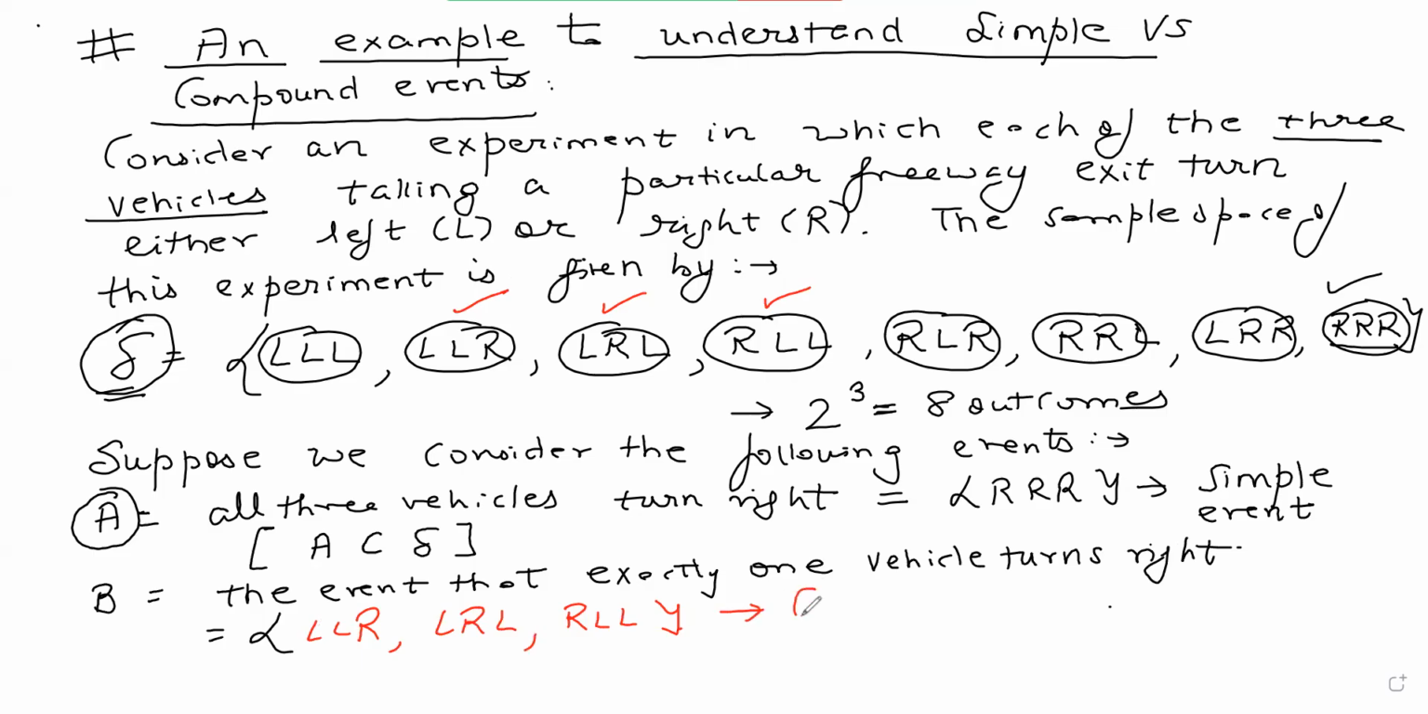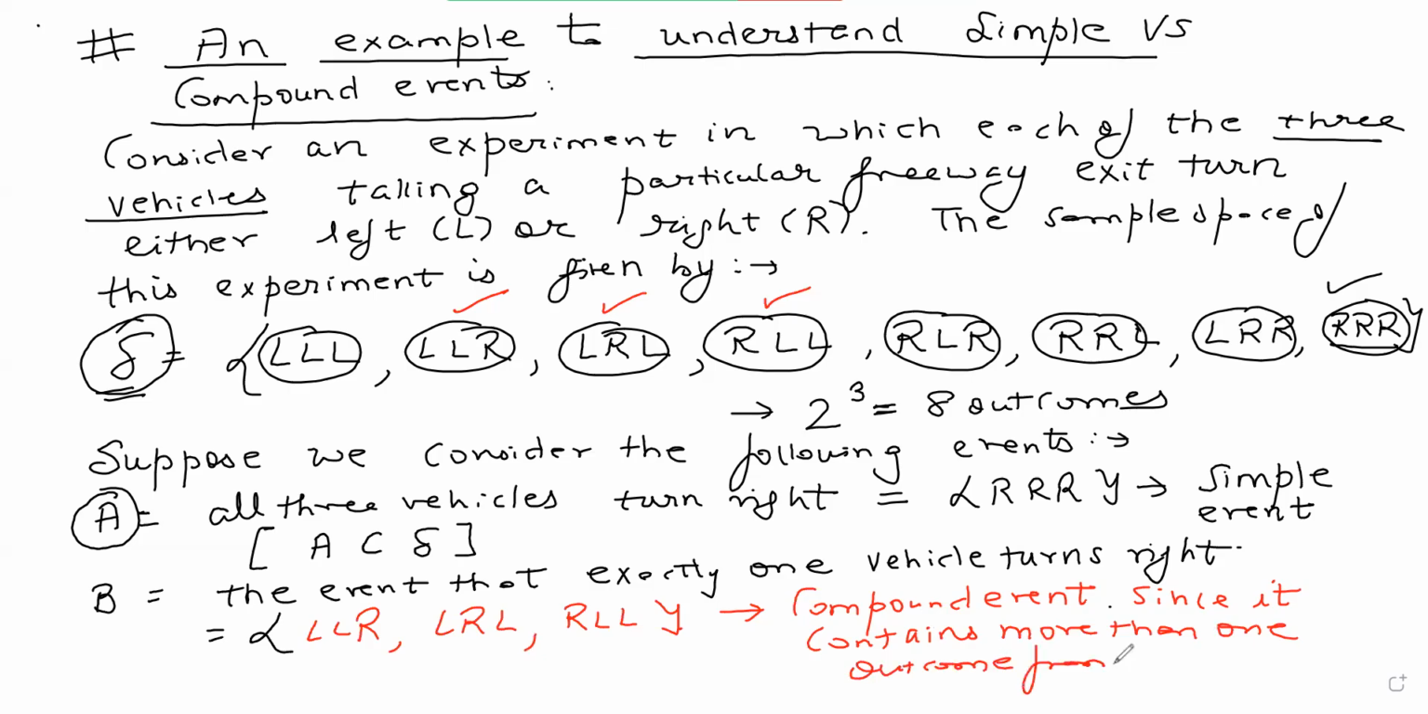You can clearly see that it's a compound event. Why? Since it contains more than one outcome from the sample space. And all students can carefully observe that the event B is also a subset of the sample space, which means whatever elements are there in B are also there in the sample space. So I hope all students attending this lecture have understood this.